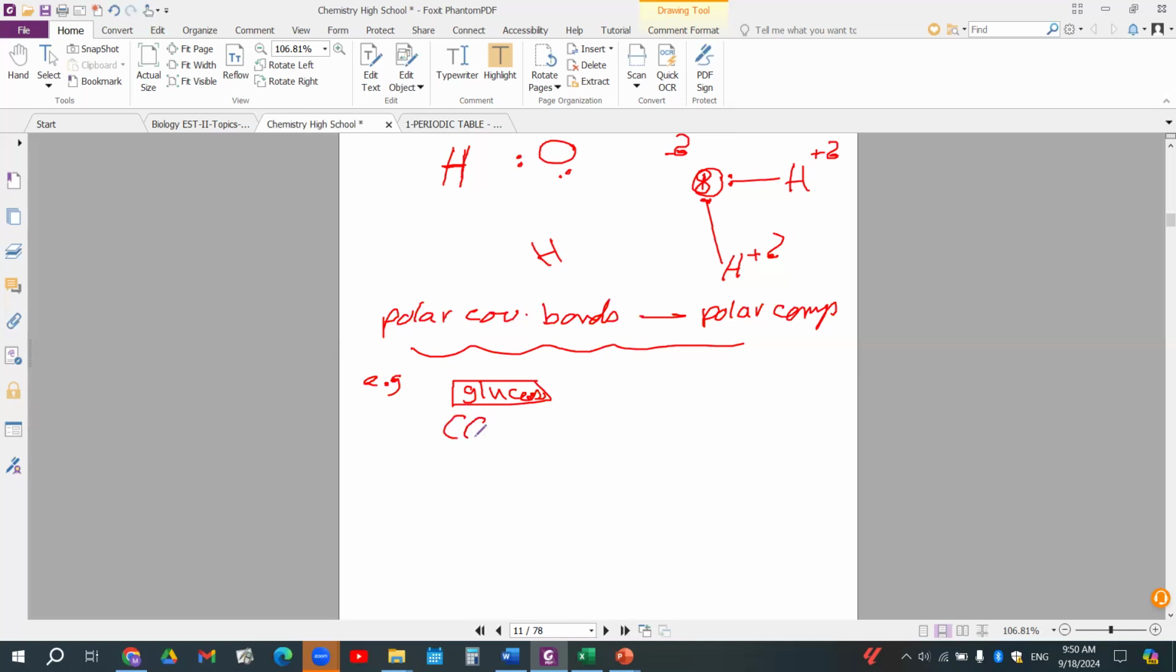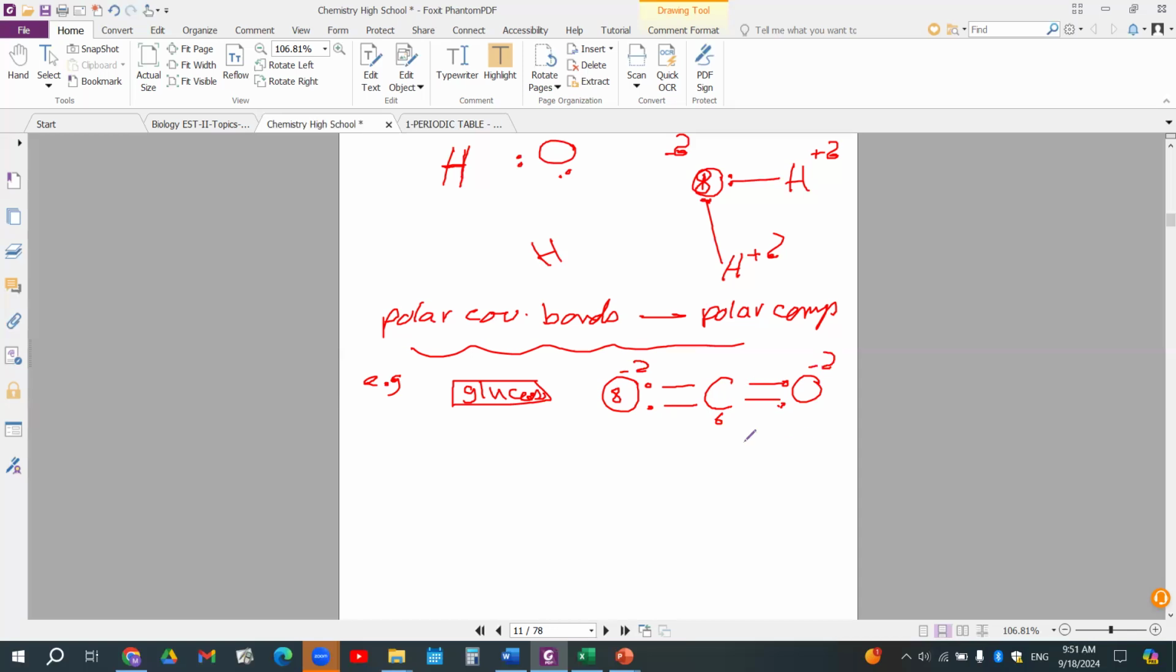Carbon dioxide. No, carbon dioxide is non-polar. I'll tell you why. Look, carbon shares with oxygen here, and with oxygen here. Carbon has 6 protons, oxygen has 8 protons. Electrons are slightly attracted to oxygen. Here will become slightly negative, here will become slightly negative, and the positive inside. So it is non-polar.